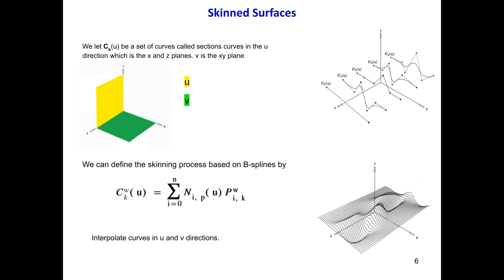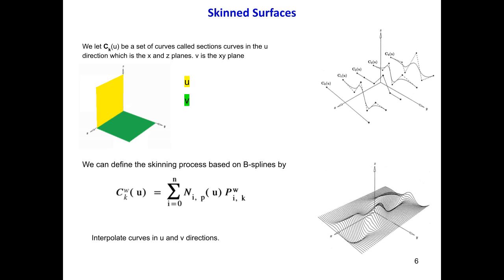We diverge from the idea of swung surfaces and this idea of swinging a curve around an axis. We set up a set of curves. Now we parameterize our XYZ axes in the U and V directions, where U is the XZ plane and V being the XY plane. And we create this set of curves in the U direction. We can mathematically define creating a surface based on this set of curves, based on B-splines, with the equation here.